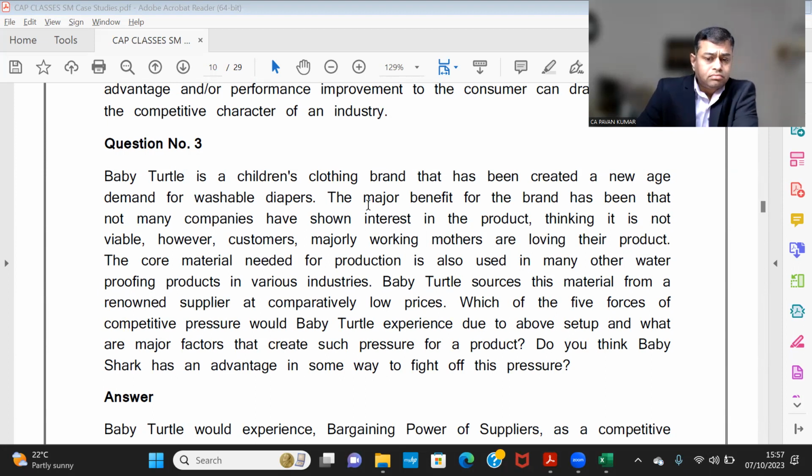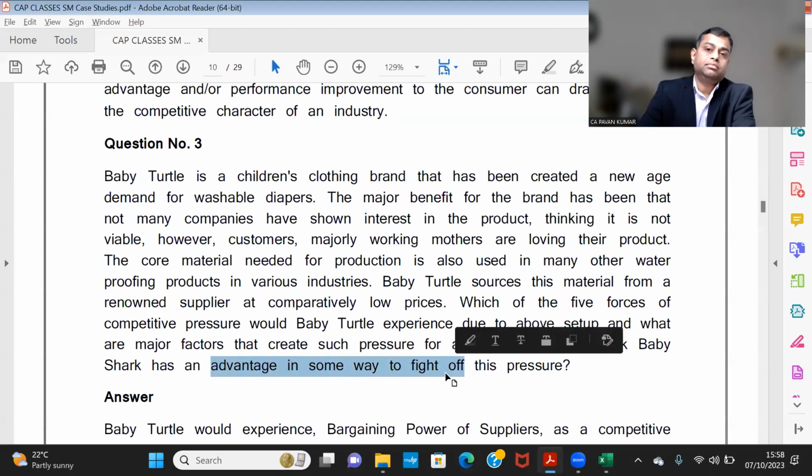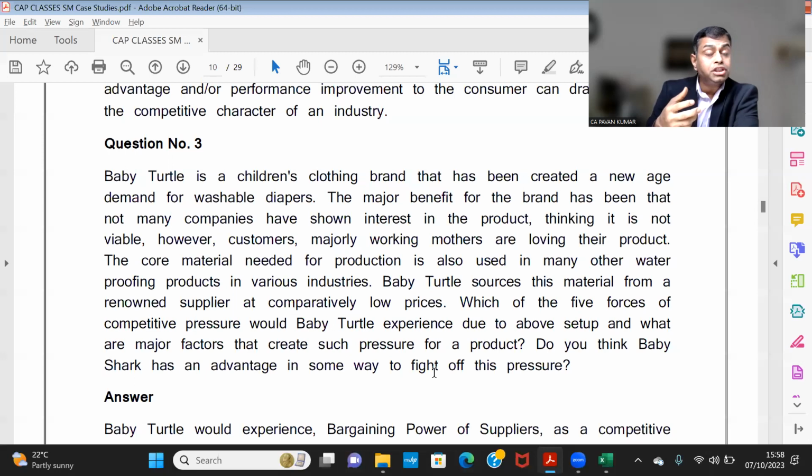So they have given one scenario. They're asking you, what is the pressure or threat from Michael Porter's five forces? Which force is pressurizing you? Which aspect is pressurizing you? And what can you do to mitigate that threat? Do you have any advantage? How can you fight the pressure? What is the risk? How can you mitigate it? What is the threat? How will you suppress or reduce it? This is the question. Now, simple.